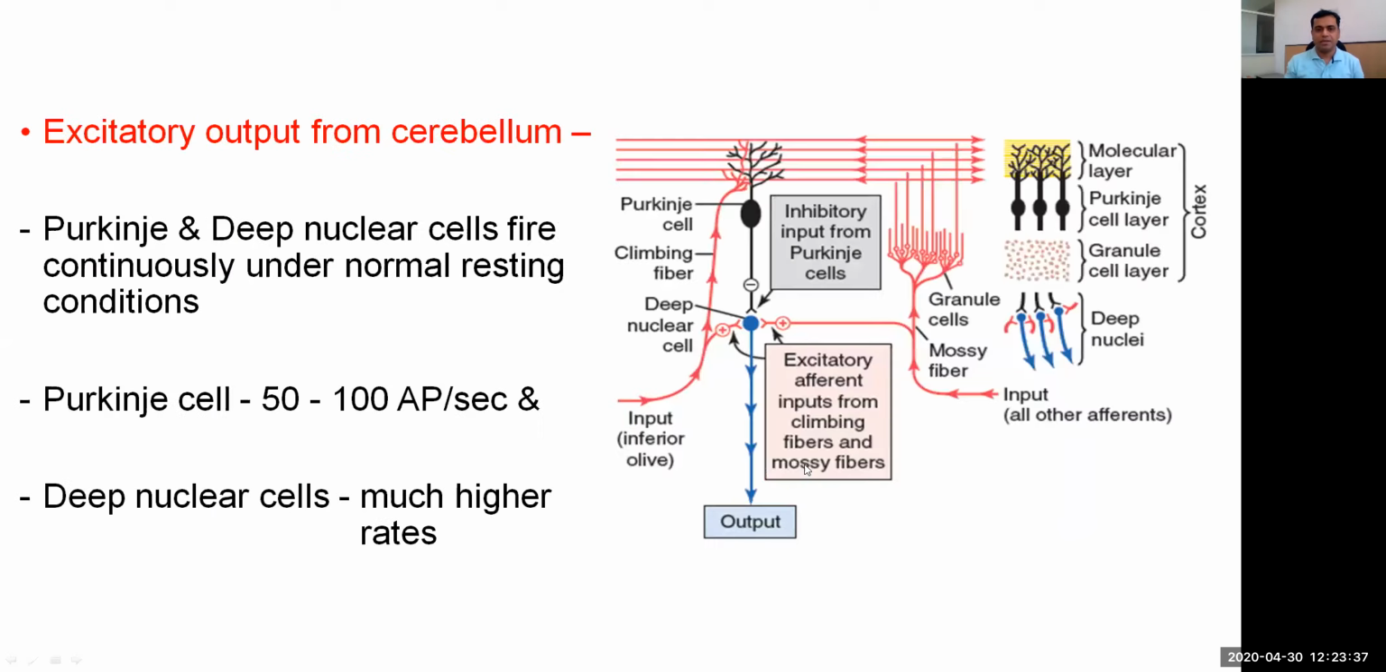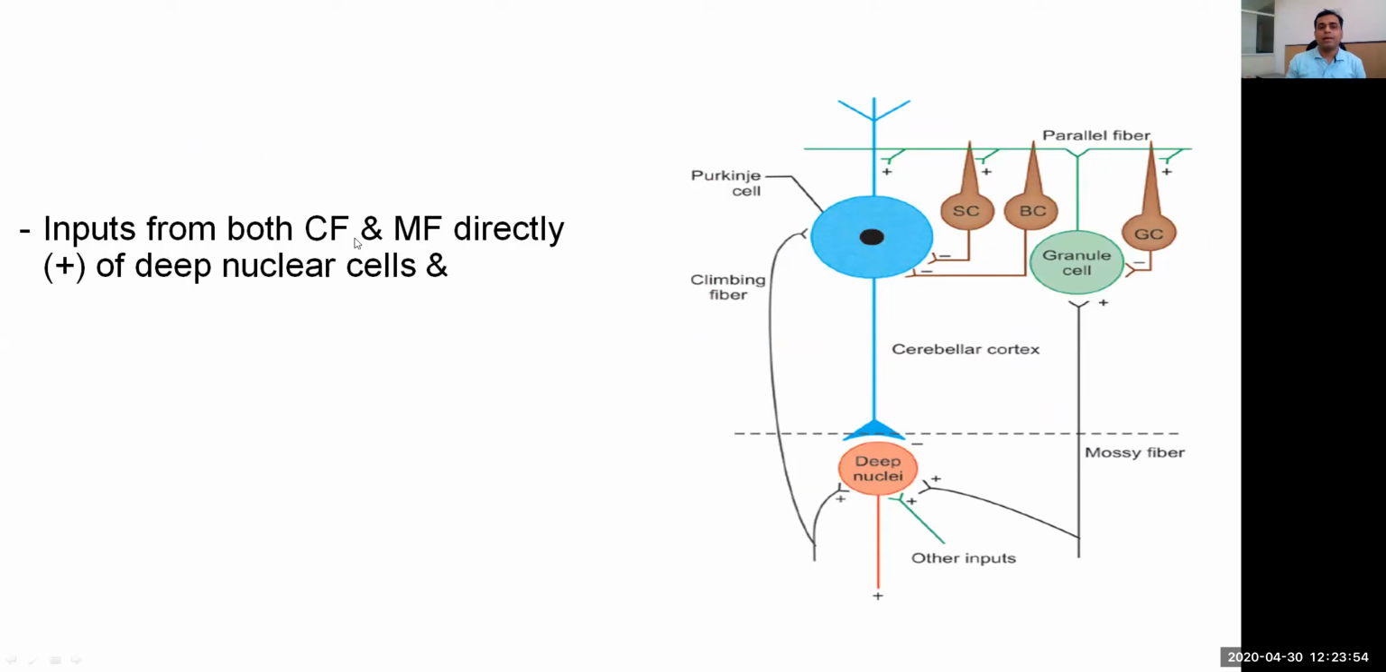Excitatory output from the cerebellum. Purkinje and deep nuclear cells fire continuously under normal resting condition. The Purkinje cell gives rise to 50 to 100 action potentials per second, whereas deep nuclear cells fire at much higher rates as compared to the Purkinje cell. Input from both climbing fiber and mossy fiber directly facilitates deep nucleus cells. As we can see, this is the input from mossy fiber, this is the input from climbing fiber. Both have a facilitatory input on the deep nucleus cells of the cerebellum.